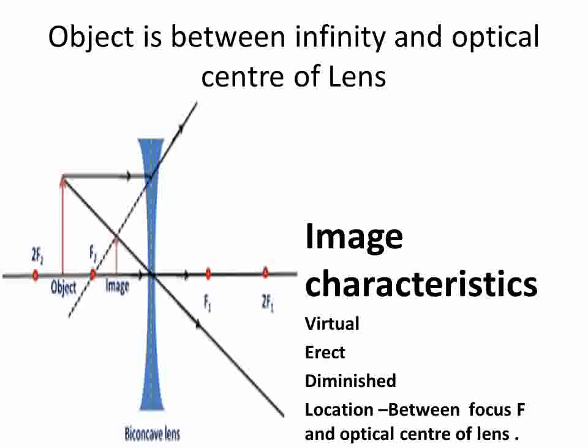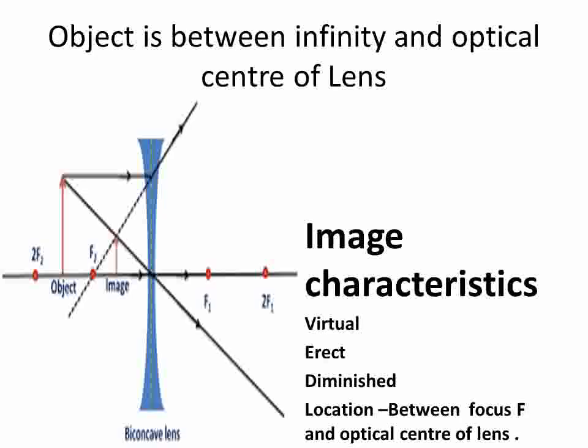Now let us come to the discussion. The object is placed between F1 and 2F1, and here we are observing that one parallel ray is diverging, another is passing through the optical center, and both are intersecting, making the image.